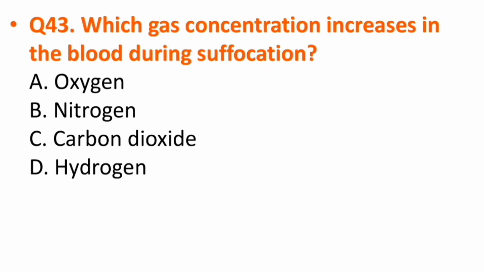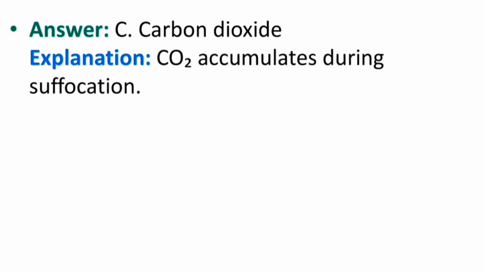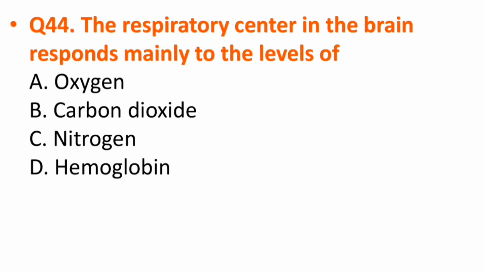Which gas concentration increases in the blood during suffocation? Option A oxygen, option B nitrogen, option C carbon dioxide, option D hydrogen. The correct answer is option C carbon dioxide. Carbon dioxide accumulates during suffocation.